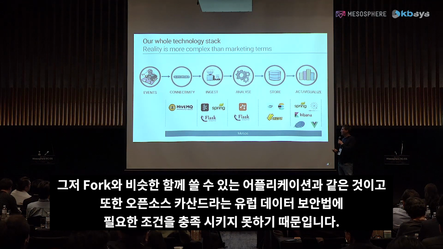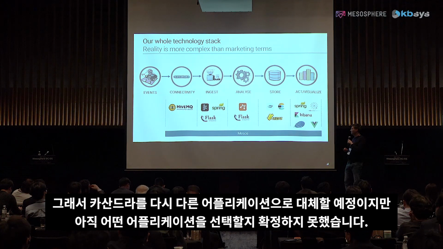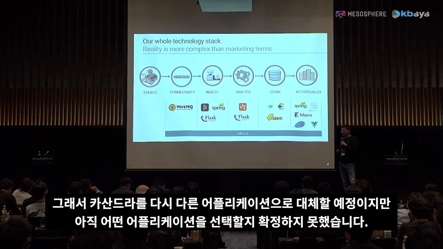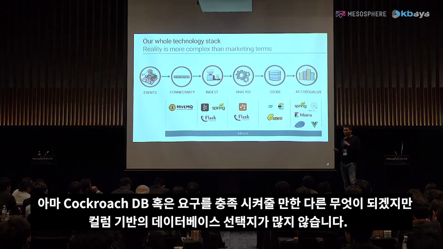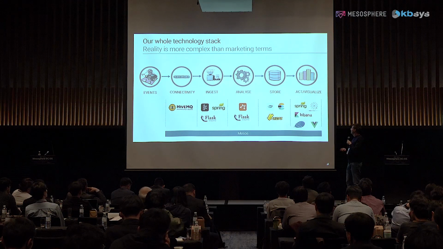And the open source Cassandra doesn't support all our requirements towards data protection that we need to fulfill data protection laws in Europe. So we are probably going to replace Cassandra with something else, but we haven't chosen yet. So maybe CockroachDB or something else that helps us to fulfill it. The problem is there are not that many choices of column-based databases to choose from.